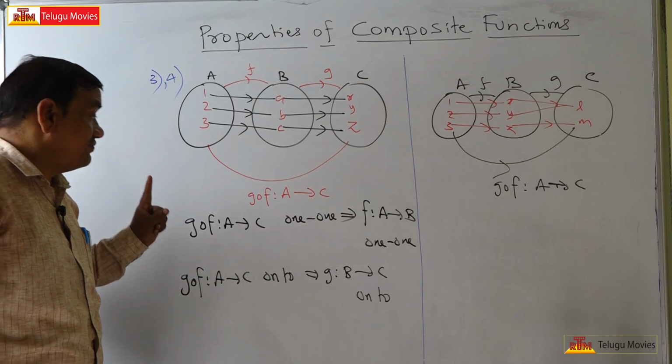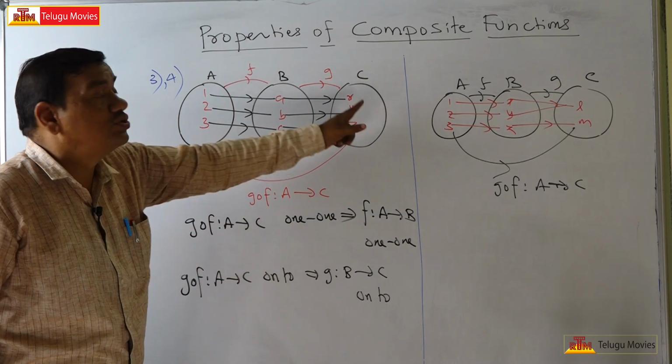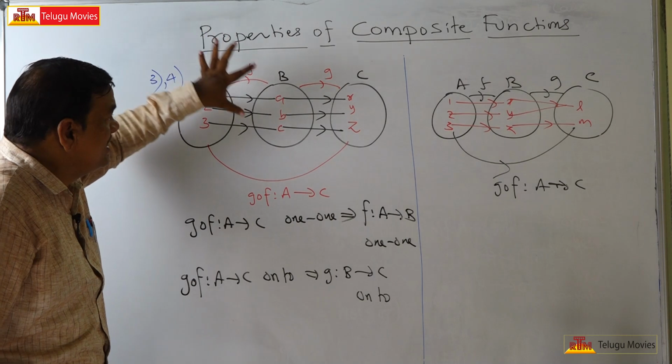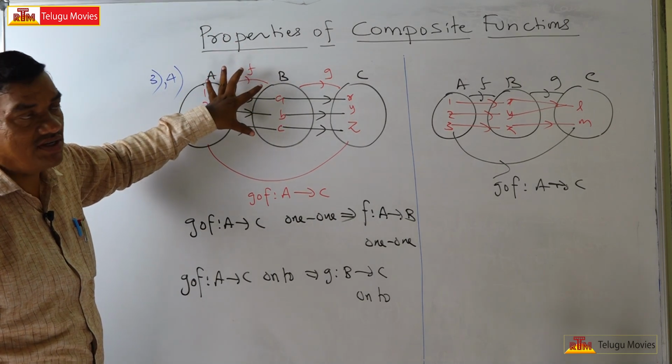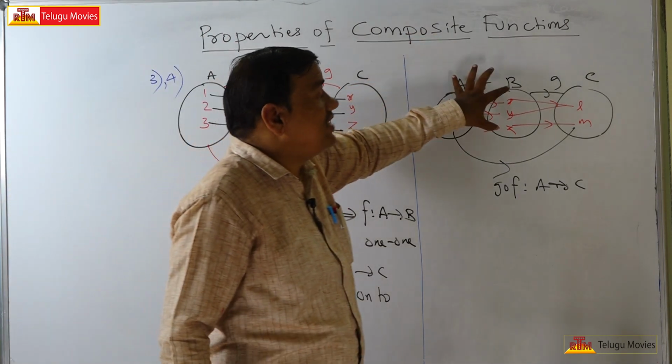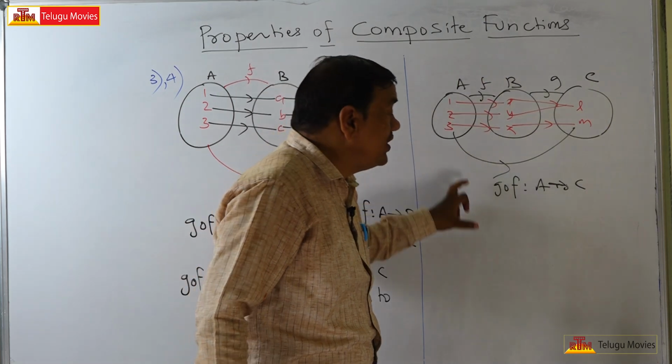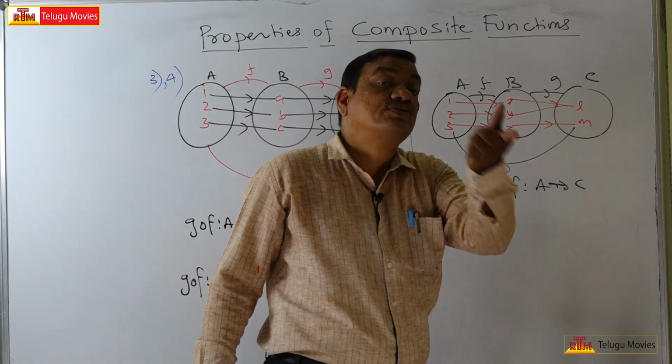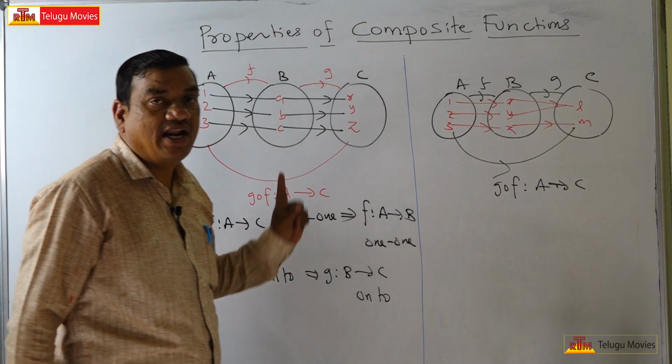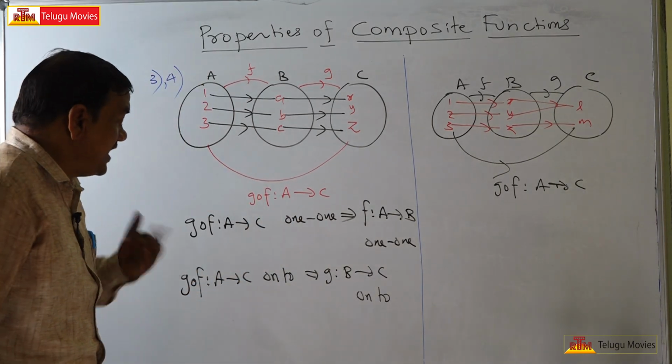Try to understand here. If G circle F from A to C is a 1-1 function, then F must be a 1-1 function. If F is a 1-1 function, there is no need that G circle F from A to C is a 1-1 function. Clear? Understand this? Right.